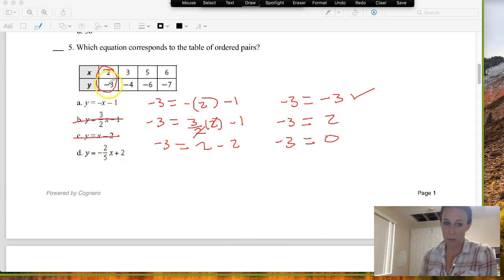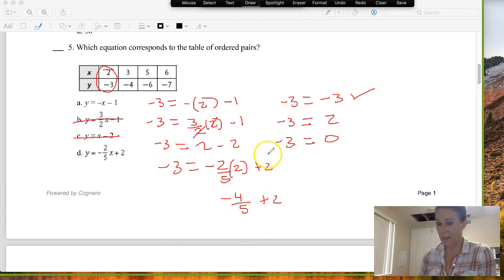Plug that first point into this one. Negative 3 for y, so negative 3 equals 2 for x. We're going to go 2, negative 2/5 times x, which is 2. I plugged it in there, plus 2. All right, so multiplying, these can't cancel, so I have to multiply across the top. You can treat the denominator as 1. Multiplying across the top gives you negative 4 over 5. So this would be negative 4 over 5 plus 2. Well, negative 4 over 5 plus 2 does not equal negative 3. So not this one. This is our only one.